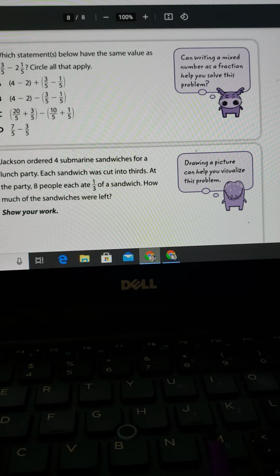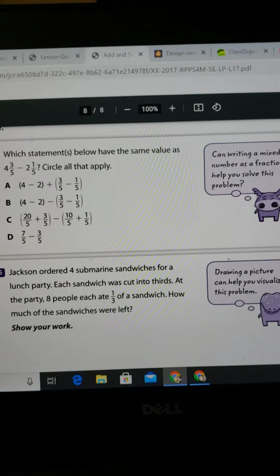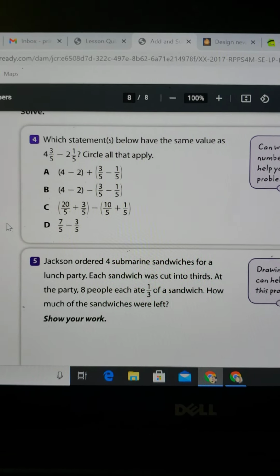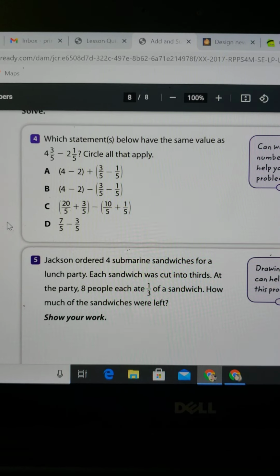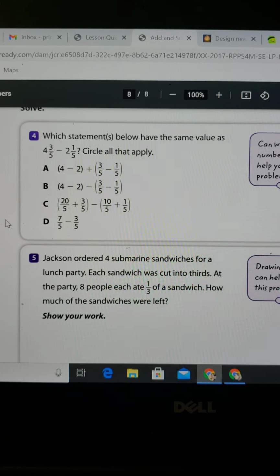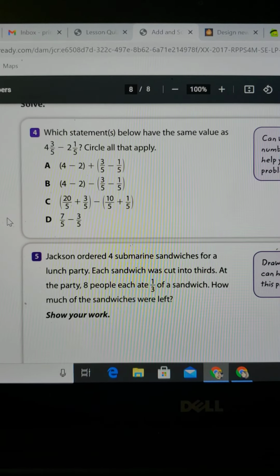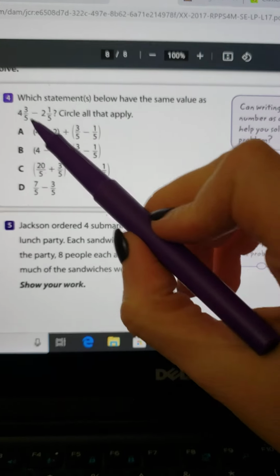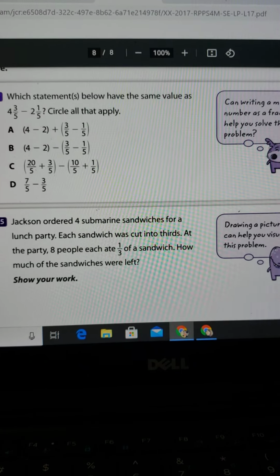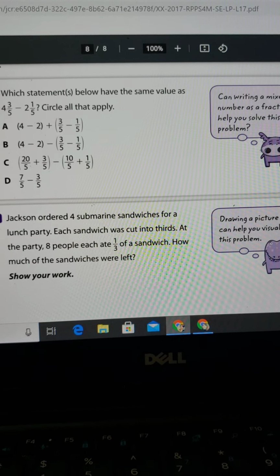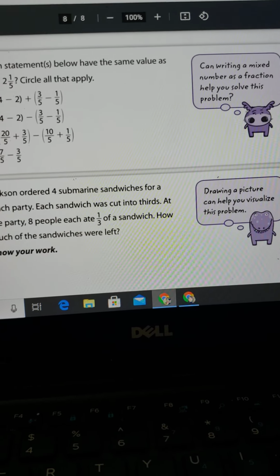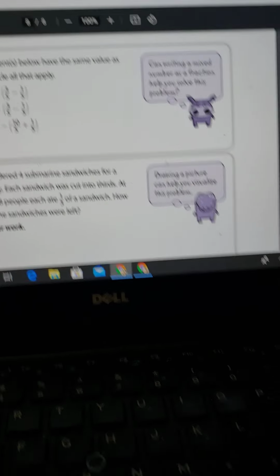Okay, moving right along to that next page. Number 4, which statement or statements below have the same value as 4 3/5 minus 2 1/5? Circle all that apply. That tells me I'm going to have more than one correct answer. Okay, 4 3/5. This is really the same thing. I'm writing it off on the side on my piece of paper. Give me 1 second. It's difficult for me to talk and write at the same time.